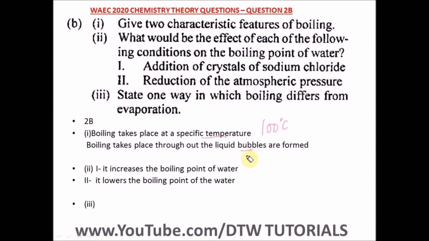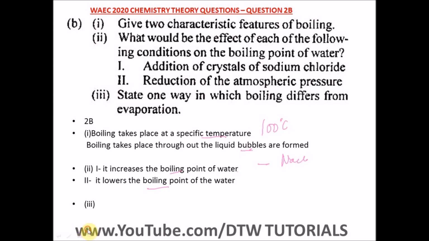When your water starts boiling, you see bubbles. That's a characteristic feature. What will be the effect of the following condition on boiling water when you add crystals of sodium chloride? When you add sodium chloride, the boiling point increases. Also, when you reduce the atmospheric pressure of the boiling water, it lowers the boiling point. So addition of sodium chloride increases the boiling point of water, while reduction of atmospheric pressure lowers the boiling point of water.